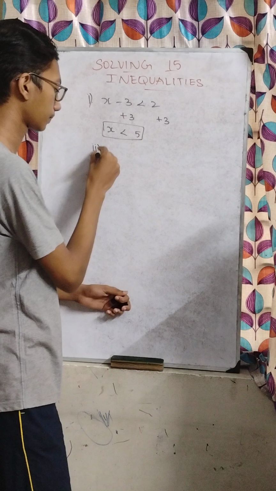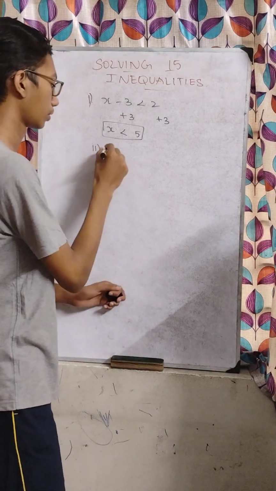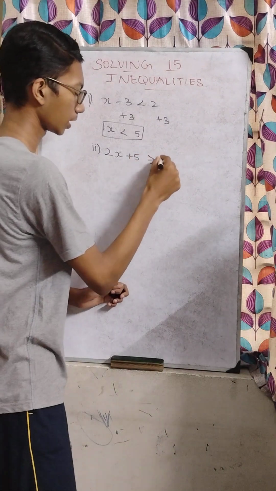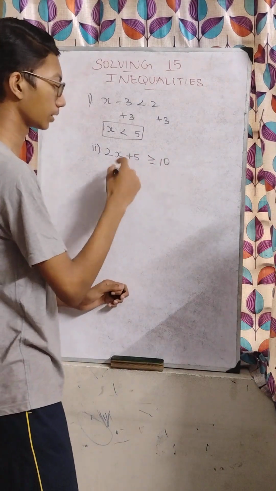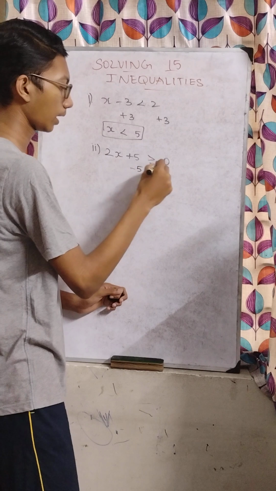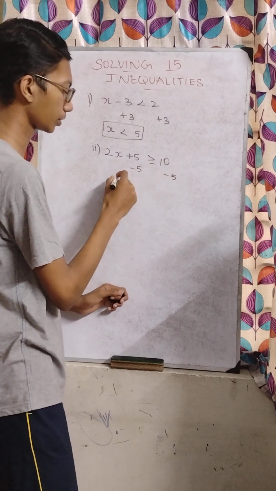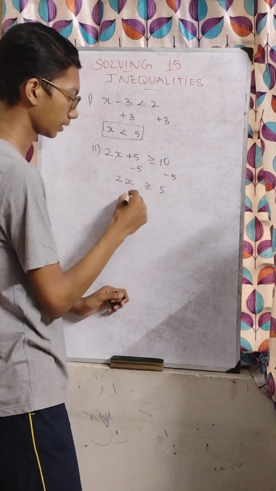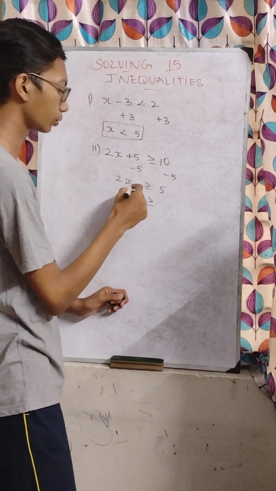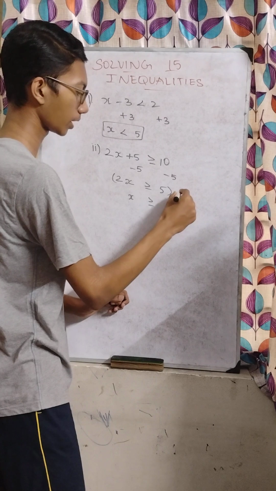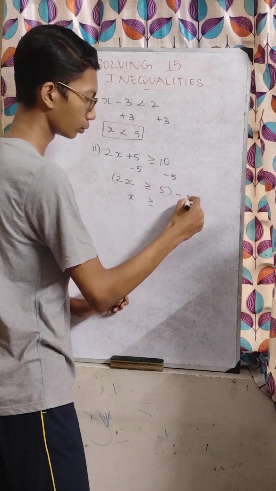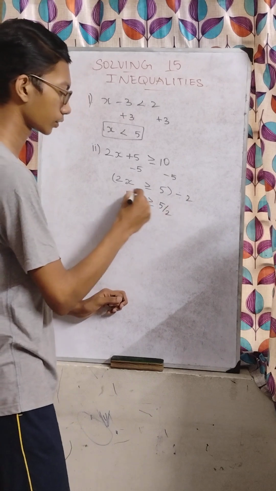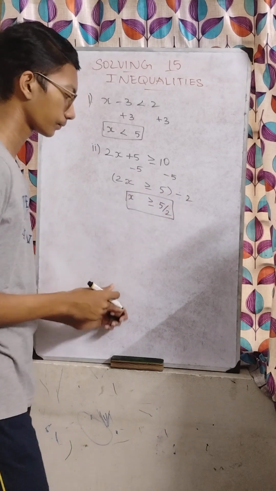Now the second one is 2x plus 5 is greater than or equal to 10. Again, do the same thing. Subtract 5 from both sides. We have 2x is greater than or equal to 5. Divide these numbers by 2. So we get x is greater than or equal to 5 by 2. So this is the answer for this question.